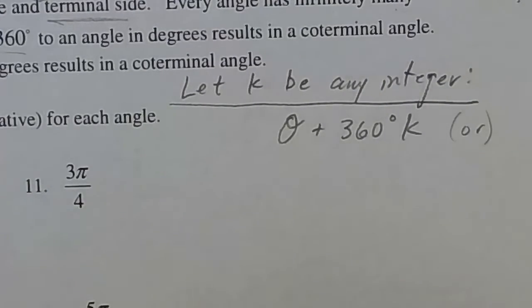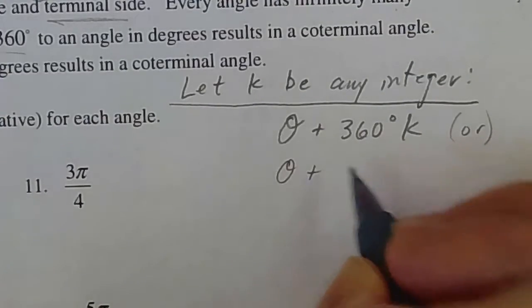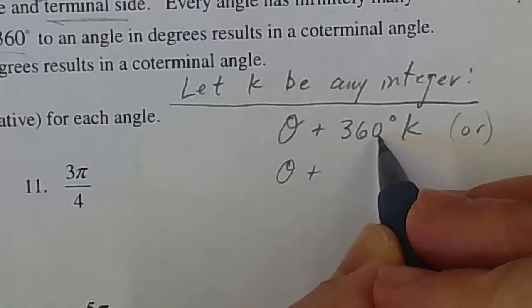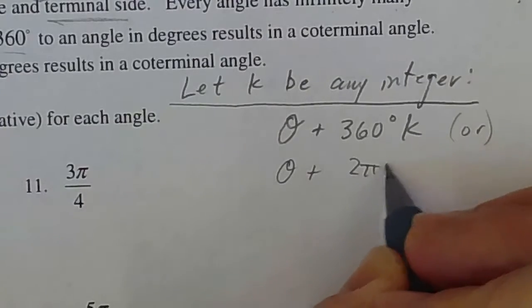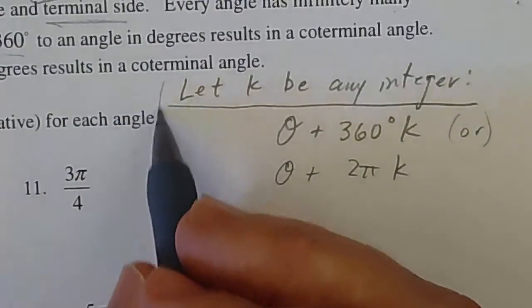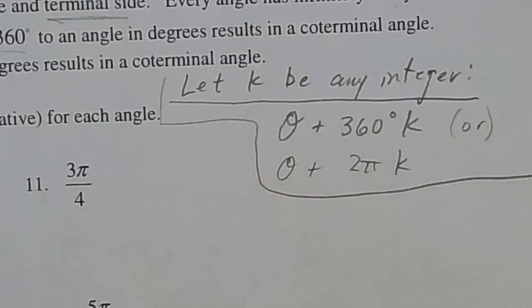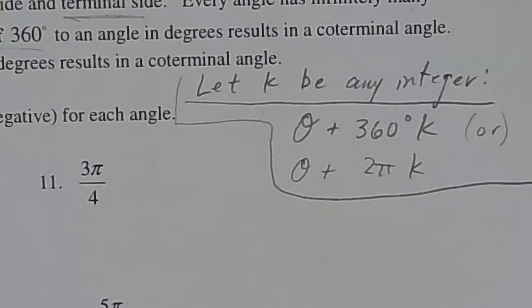Or what if the angle's in radians? Well, if the angle's in radians, then instead of 360 degrees, we'd add 2 pi to that. Okay, so these would be our kind of general formats. I'm going to kind of squeeze this off to the side so that I can still have some room for 11 here. All right, so with that in mind, let's take a look at number 9.